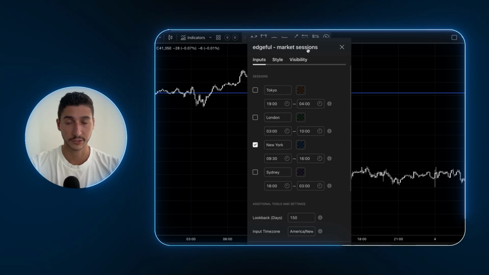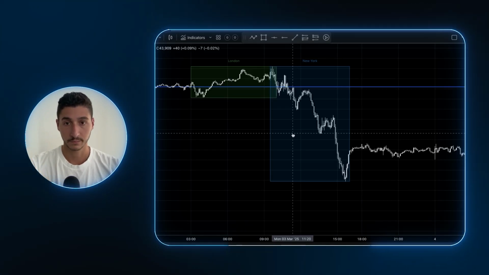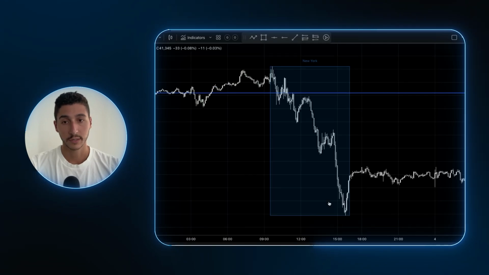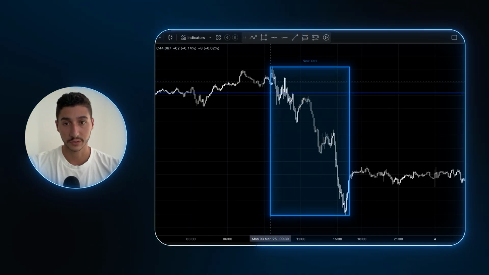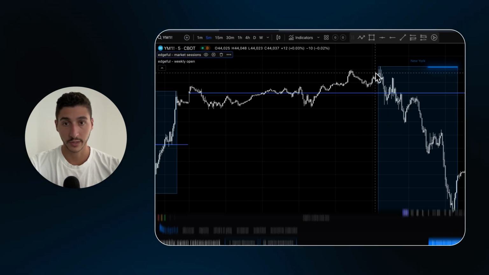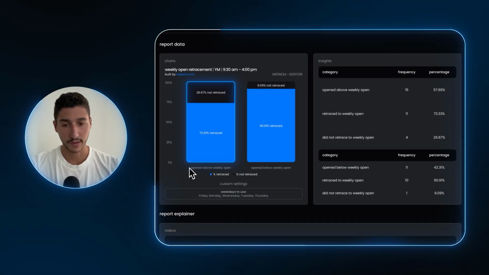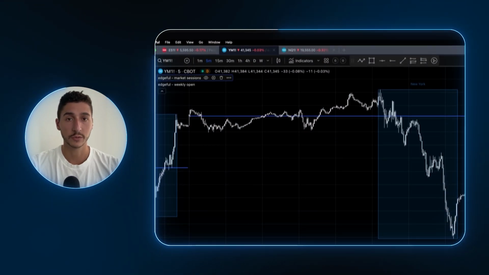This is our market sessions indicator. You can put on other sessions and see what they look like. But here we're looking at the New York session, and you can see it opens right over here. So we're opening above the midnight opening price on Monday. And that would put us in this category right here, opened above the weekly open.